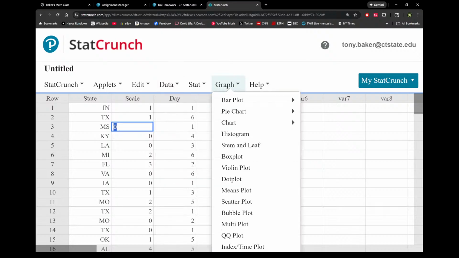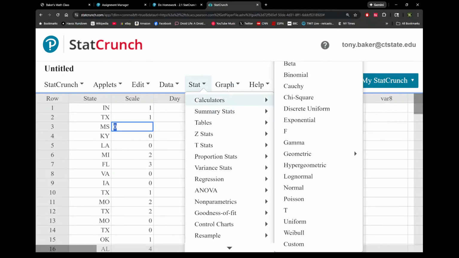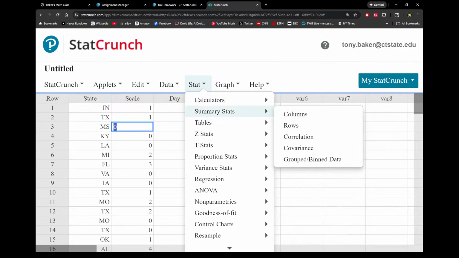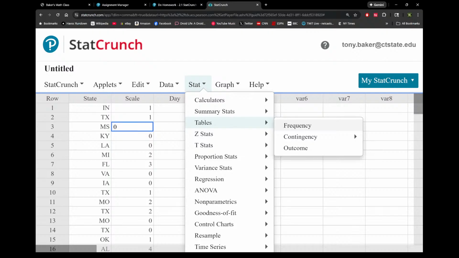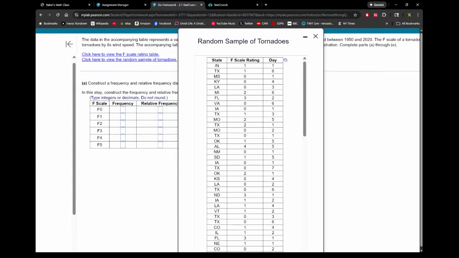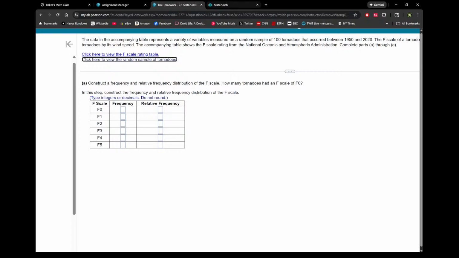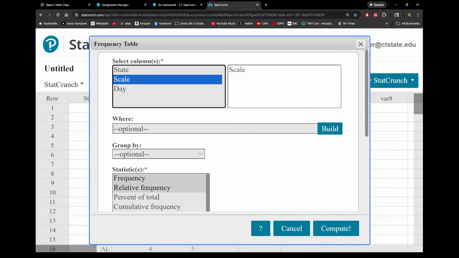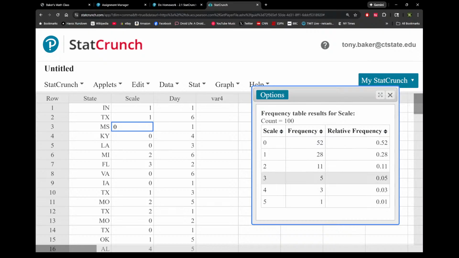If we want to sort this data, we can do this as a bar chart. Or, let's see, do they have frequency? Have summary stats, tables, right here. So here's tables. Frequency. We wanted a frequency table. That was the first part of this question. So we click frequency. Now this one was asking for the frequency of the scale of the tornado. So I could pick scale and compute, and there's your answer.